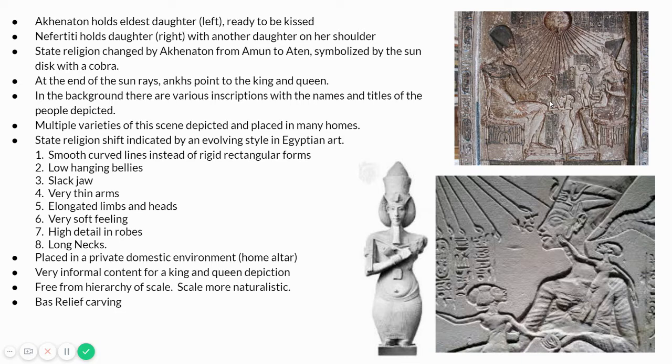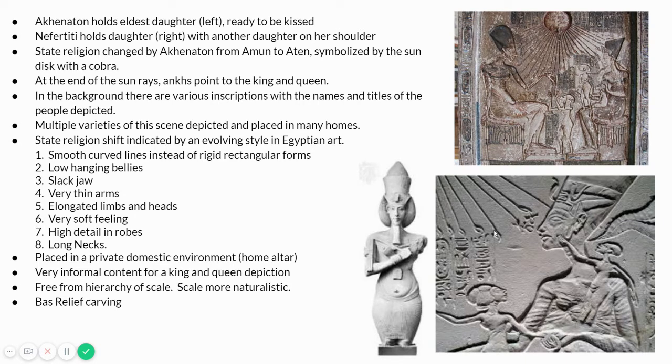What is interesting here too is we have this symbol in the center of the sun disk. So that represents the primary god, Aten. And you can see the rays descending down on this kind of new royal family. And at the end of each of these rays, I have a close up here. We have the carving of the Ankh. The Ankh is the symbol for eternal life in Egyptian culture.